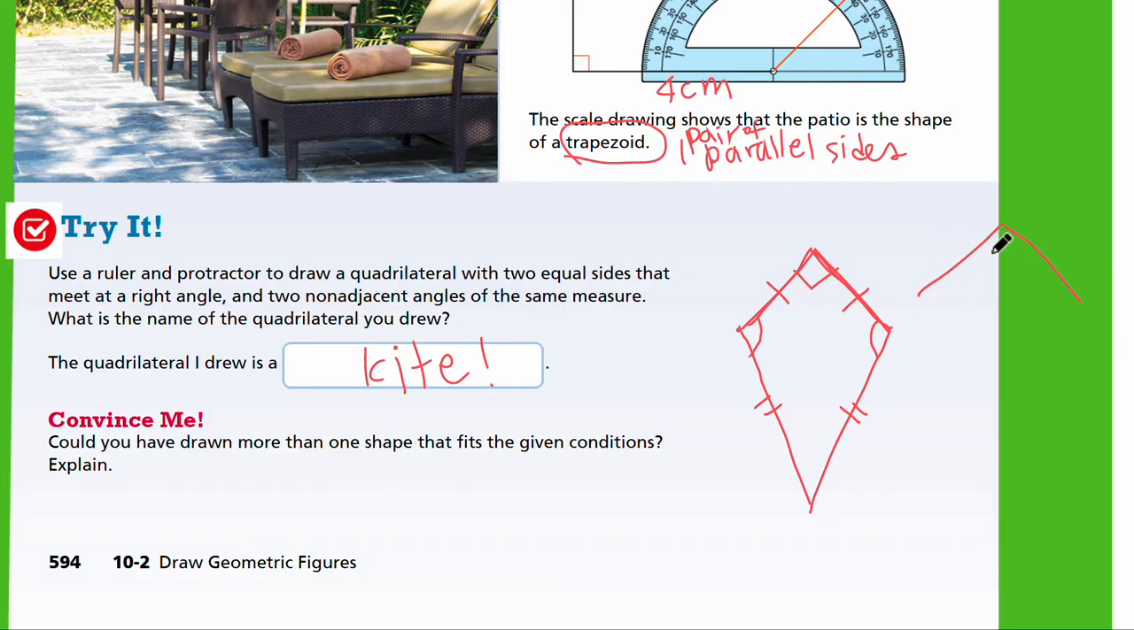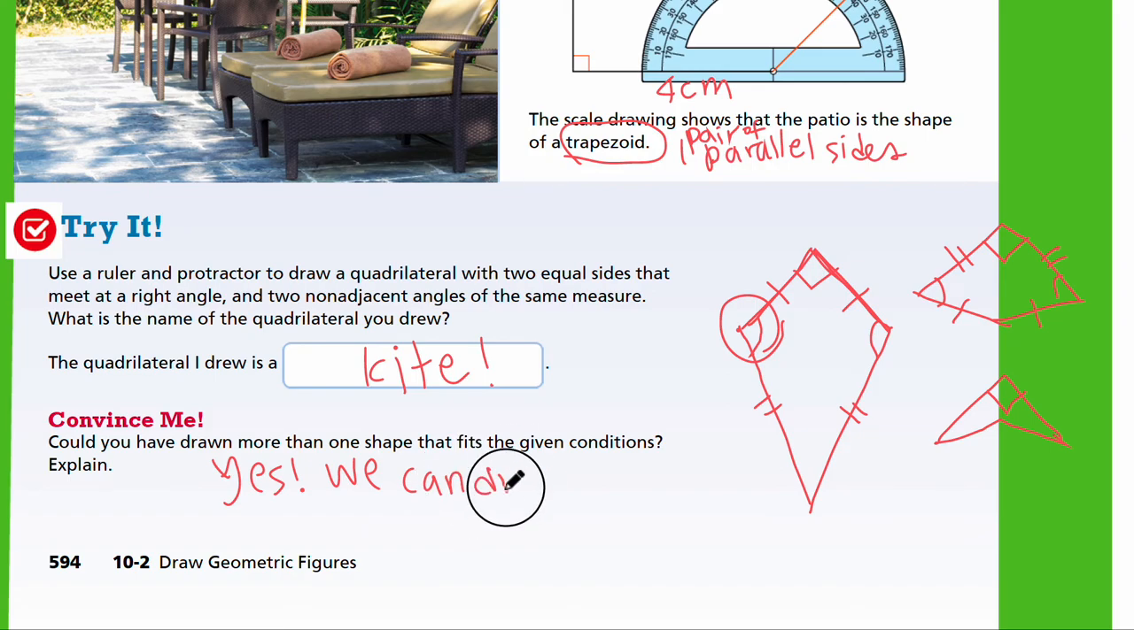Yeah, so we have a right angle here, and then we have this type of angle where it's really small, right? Where this angle is greater than 90 degrees. So this side is shorter, and then this side is longer. Or you could draw another quadrilateral like that, which looks like a boomerang. So yeah, you could have drawn more than one shape. Yes. We can draw other shapes like these.